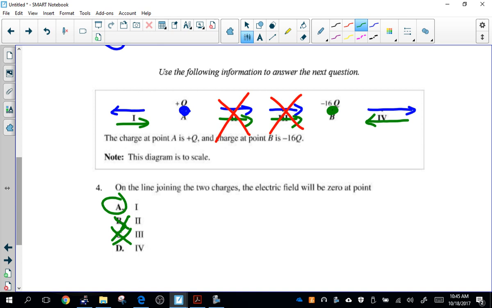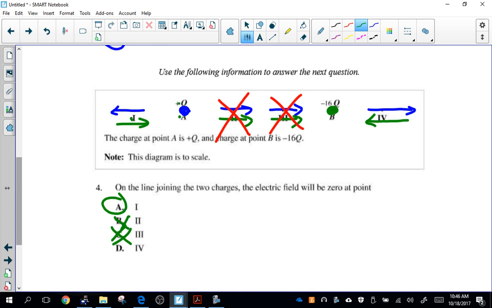Right. So this is closer to A than it is to B. Quite a bit closer, right? But the charge on A is smaller. So the fact that it's closer makes the field bigger. The fact that the charge is smaller makes the field smaller. Make sense? So if we're at point 1 and we're close to A, that gives me big field, but the small charge gives me small field, and they kind of cancel out.